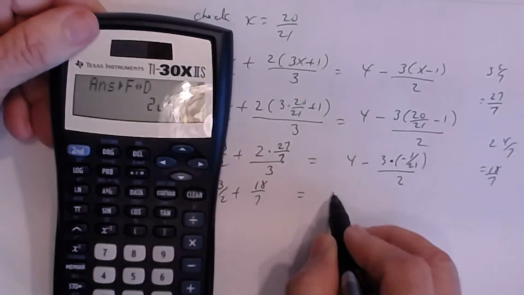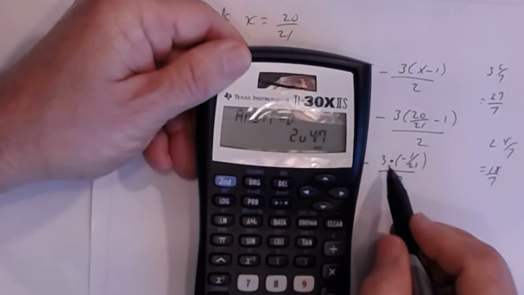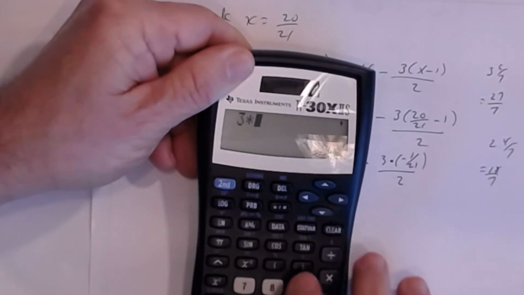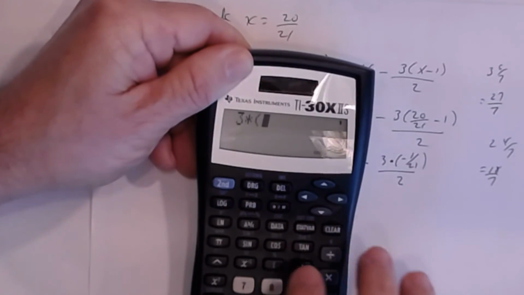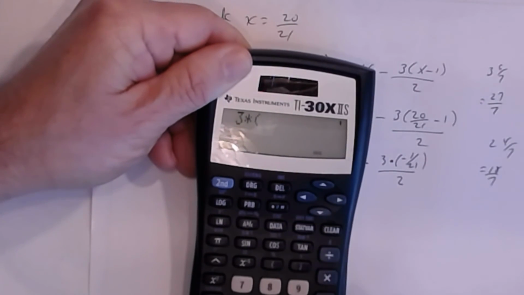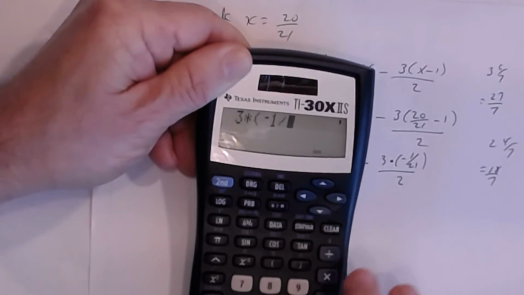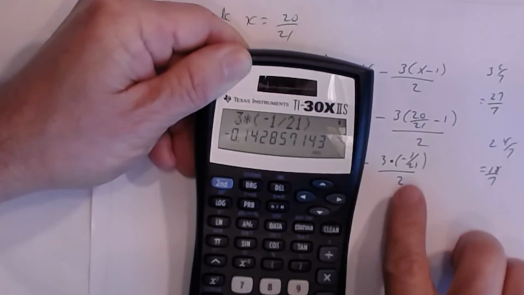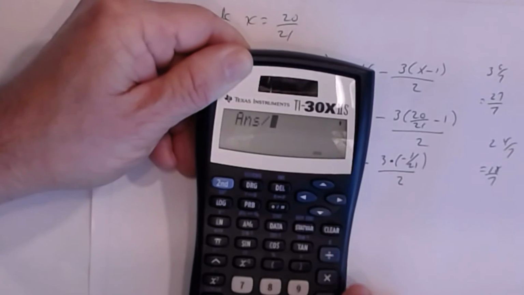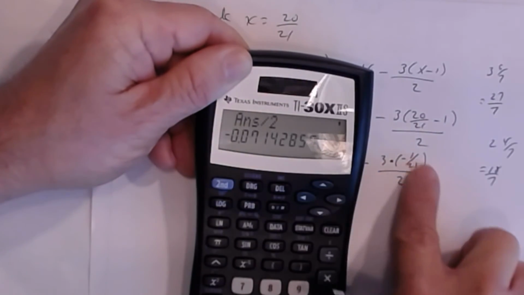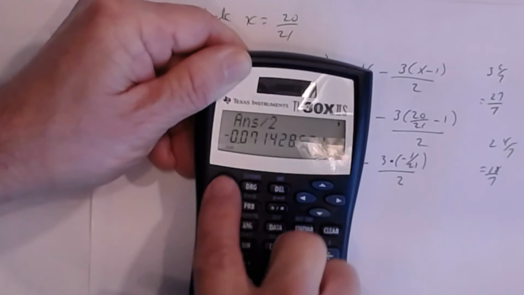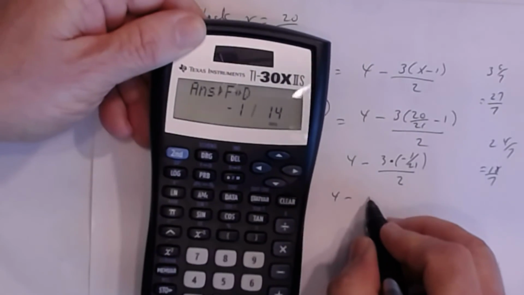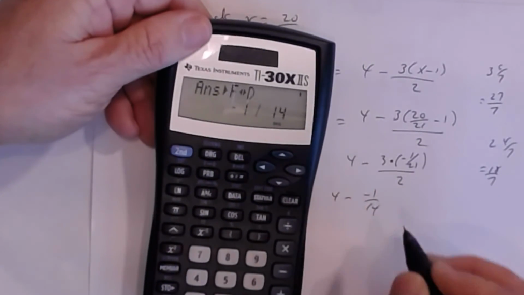And then over here, I get 4 minus. All right, so this is going to become 3 times a negative 1 divided by 21. So 3 times, I'm going to put this in parentheses since that's a negative, and I don't want to mess this up. So 3 times negative 1 divided by 21, parentheses, equal, divided by 2, equal, so this fraction represents this decimal, so I'm going to change that to a fraction, and I get negative 1/14. So 4 minus a negative 1/14, okay?